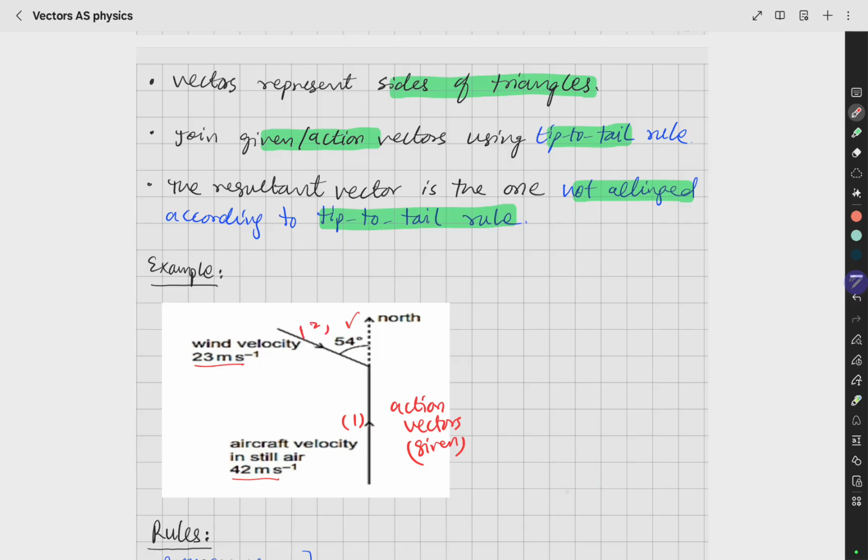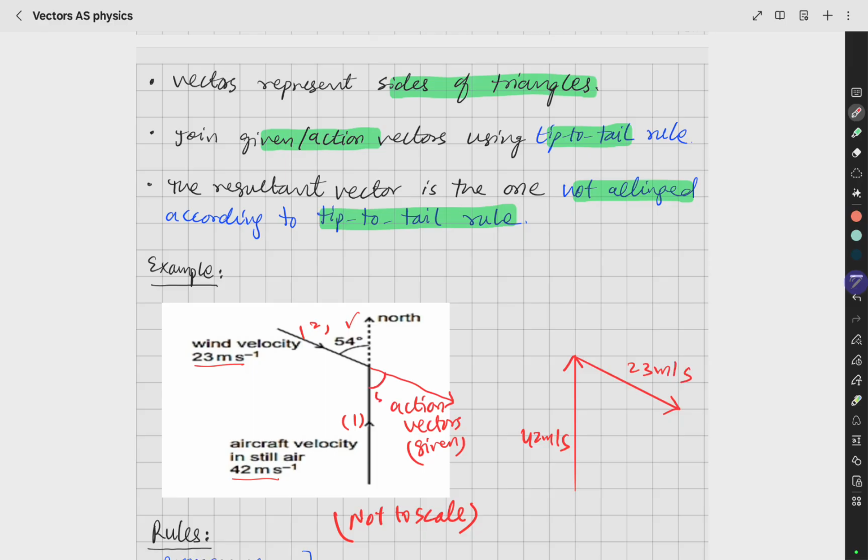So what you do is you first draw your first vector, and this is not to scale. Remember, this is not to scale. You're not choosing any scale, so you can choose any length. That's not a problem. So this is 42 meter per second, and then your second vector, according to head to tail rule, you don't have to change its direction. Obviously you will be drawing it over here. So this is wind with 23 meter per second.